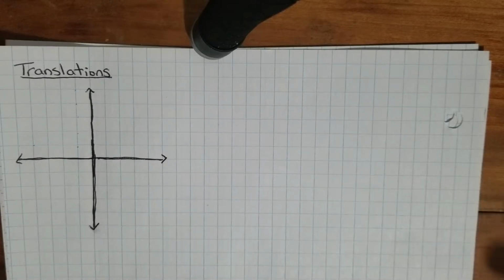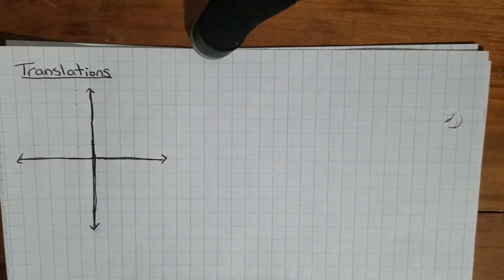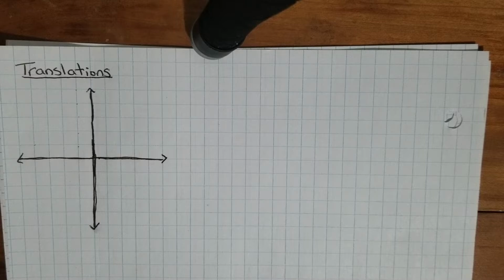So translation is another way in which we can think about how a shape can move on a grid or on a graph. We talked last time about reflection and how we can mirror or reflect an object in a particular line. Well, today we're going to talk about translation, and what translation is, is being able to simply shift or move an object from one spot to another. It doesn't spin, it doesn't mirror, it doesn't do anything else except move.